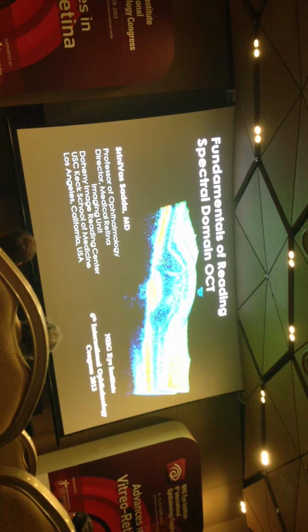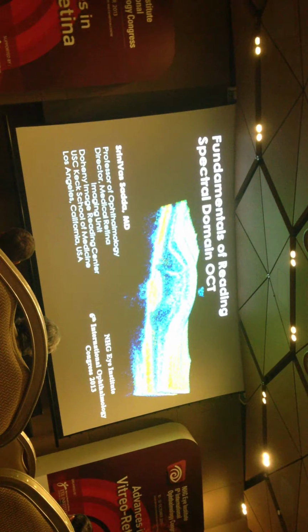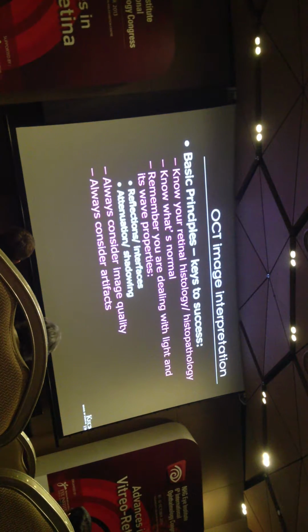Okay, so Colin, in putting together this nice program, asked me to talk a little bit about the fundamentals of reading spectrum OCT. We go through some of this stuff with our graders. This is not the same presentation I give to the graders as part of their training program at the Reading Center, but something similar. But basically, I think there are some keys to success if you want to become a good OCT interpreter. One thing is you need to know something about retinal histology and histopathology. That's important. You need to know what normal is, because you're going to have a heck of a time trying to interpret disease without knowing what's normal.